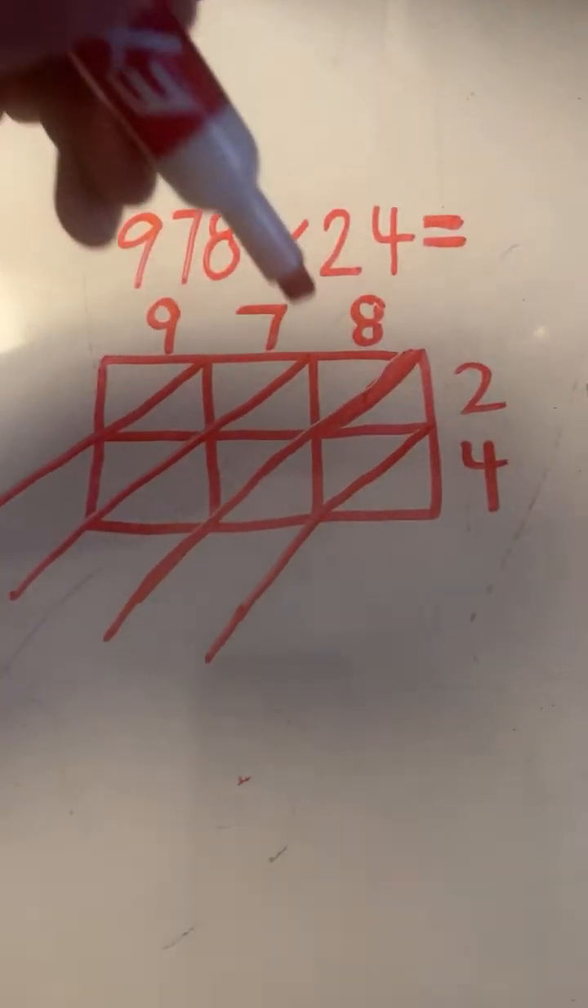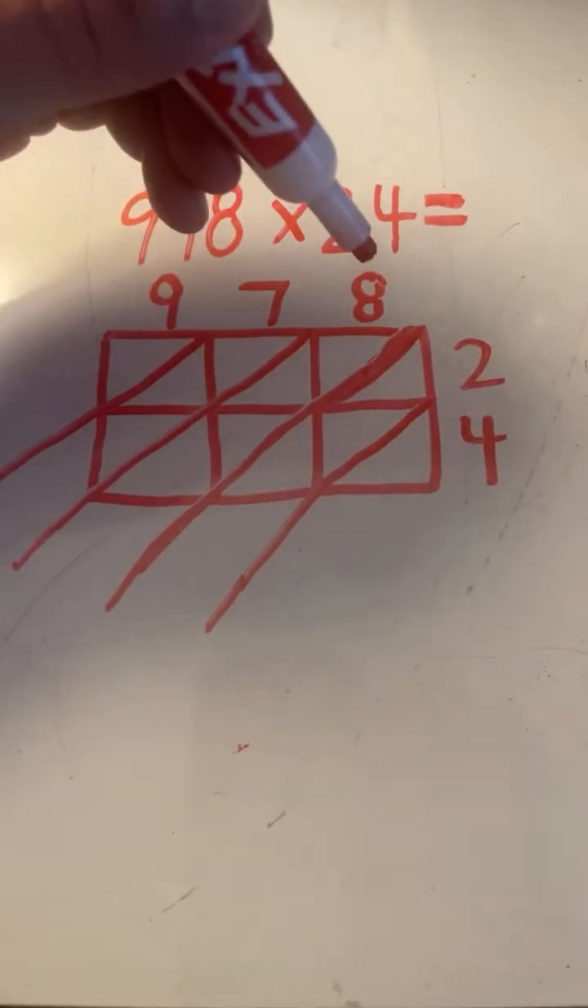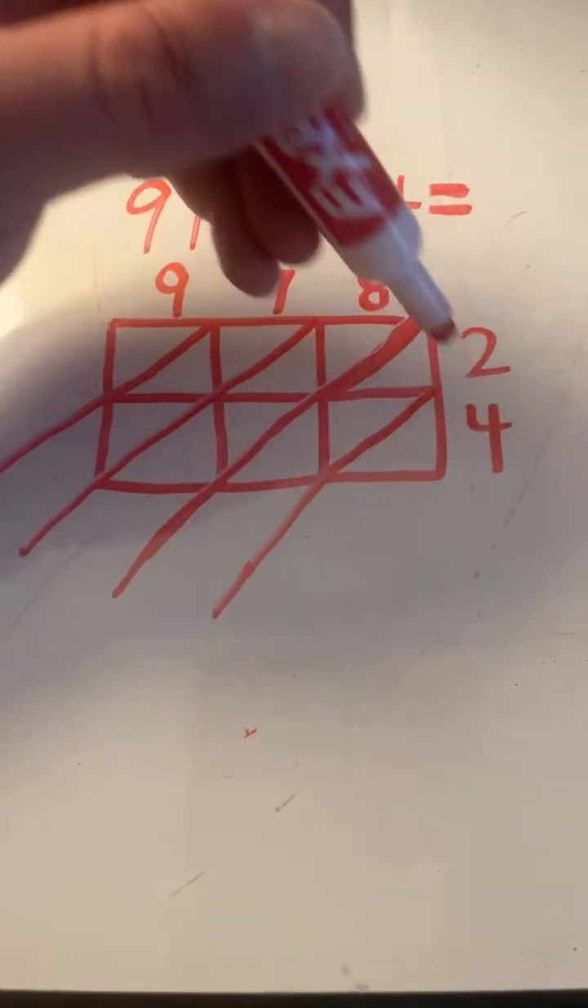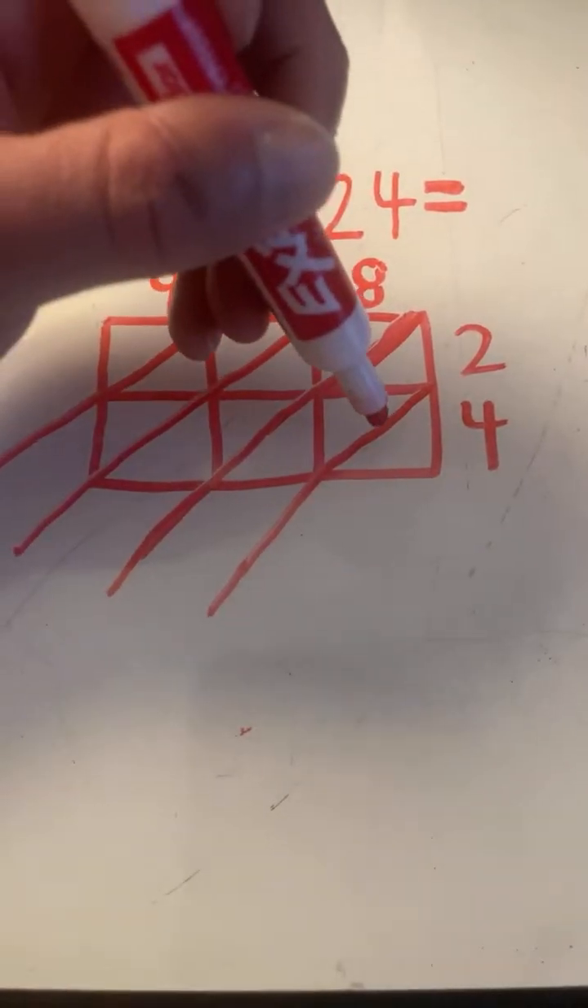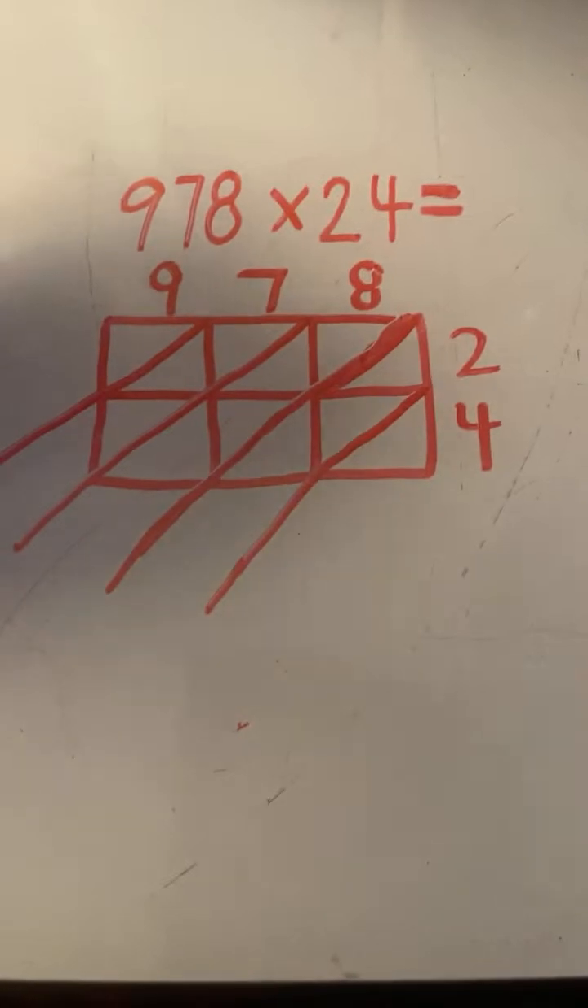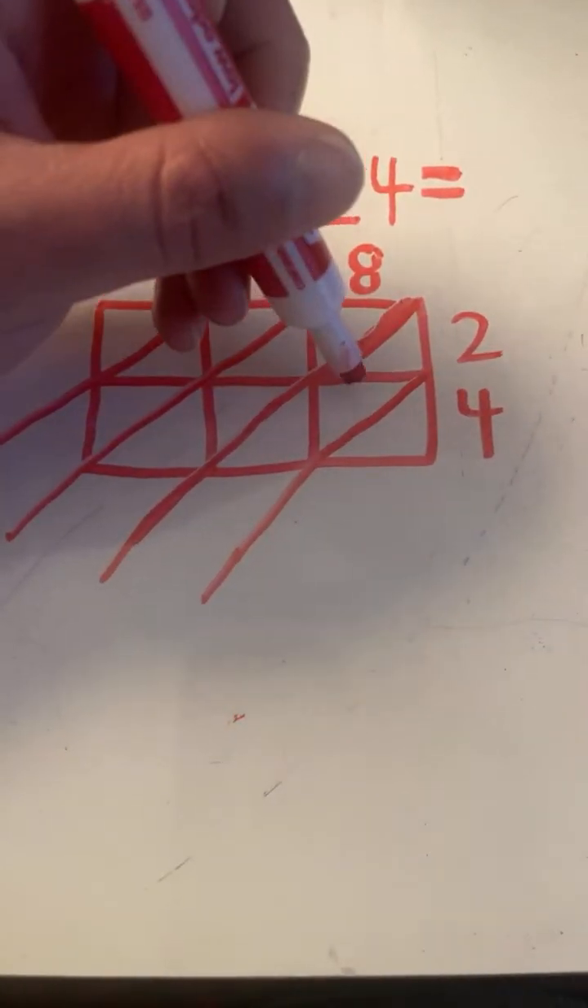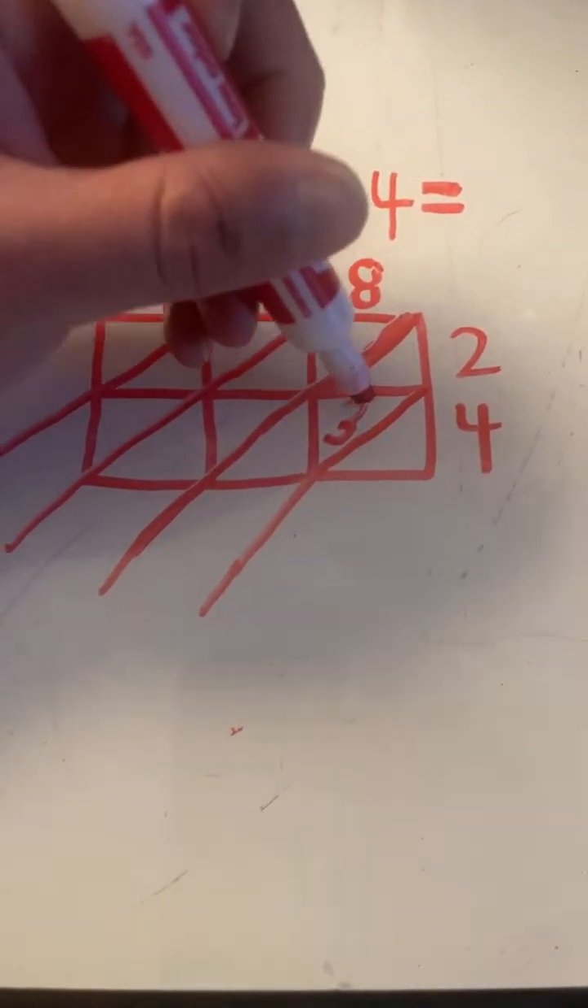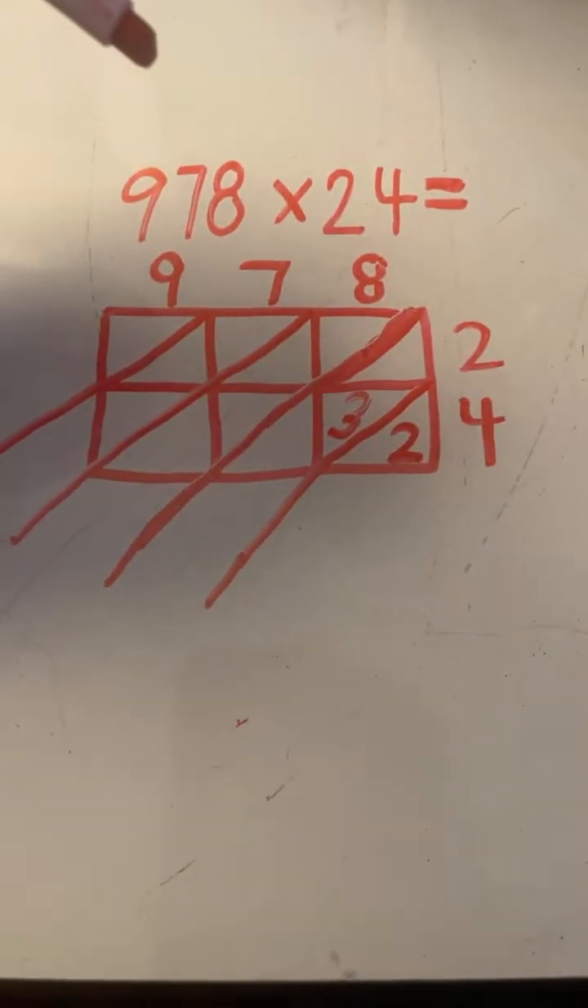So we are going to start out by multiplying 8 times 4. We're going to put the answer to 8 times 4 in this box right here, and each digit is going to go in a separate triangle. So 8 times 4 equals 32. So we're going to put the 3 in this triangle and the 2 in this triangle.